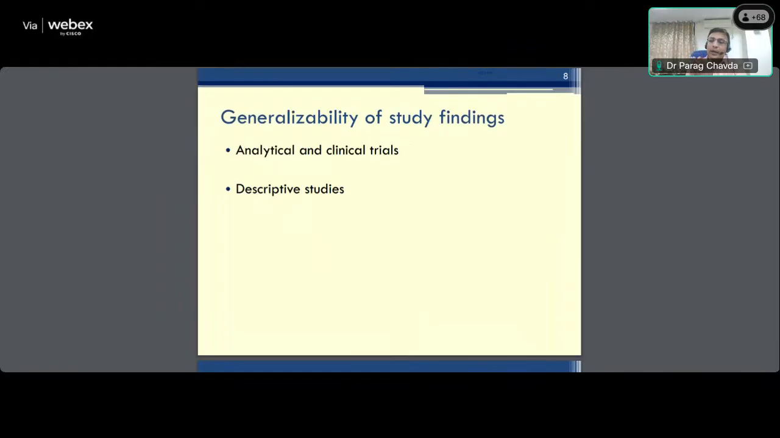Whereas in analytical or clinical trials, whatever that we find as a result, it's likely that we will be able to replicate the same findings if we do the similar study, repeat the experiment in some other population. So for example, a particular new drug which lowers blood sugar level, which was tested in Australia, it's likely that in India also it would give you similar findings. But if you're trying to find out what's the prevalence of malaria in Australia, it would be different compared to what it could be in, let's say, India, right?